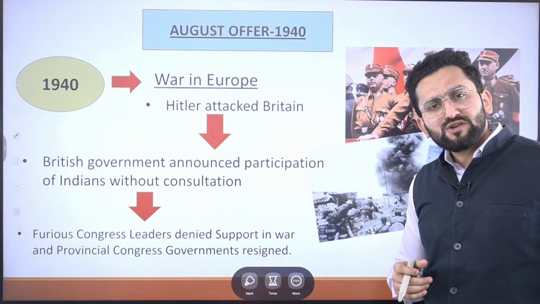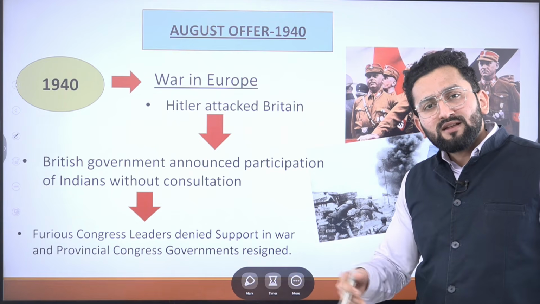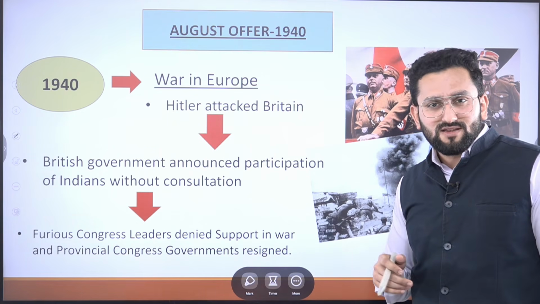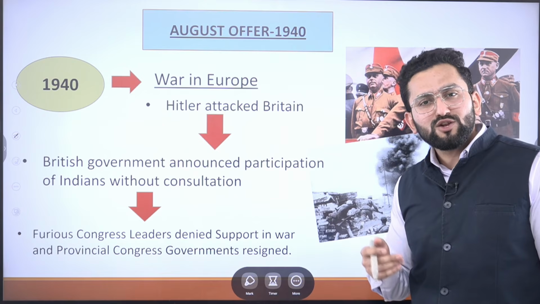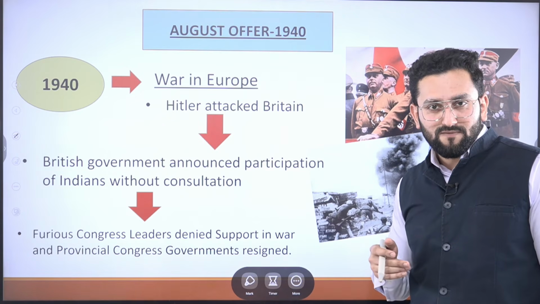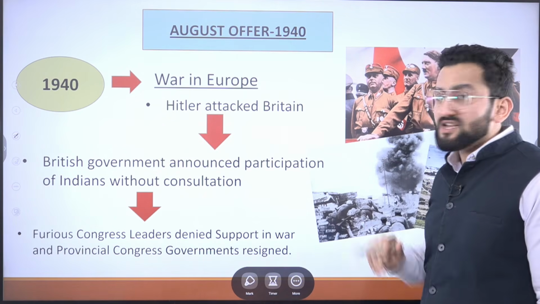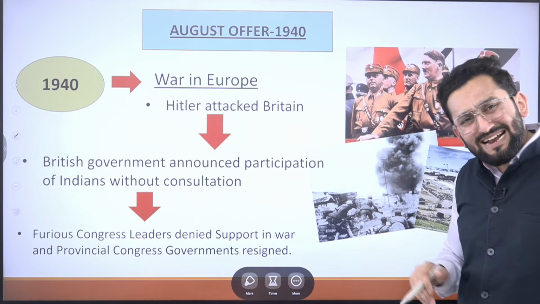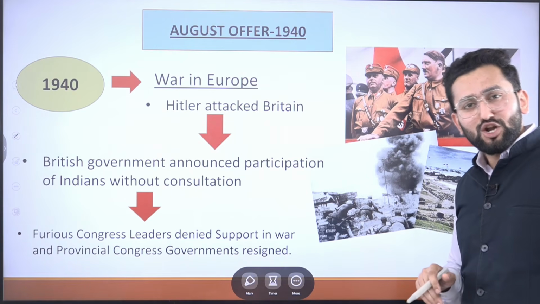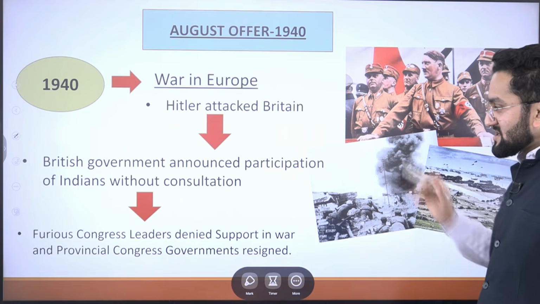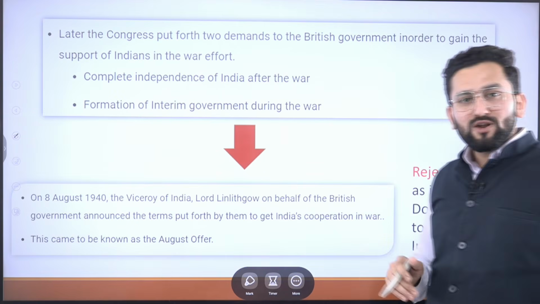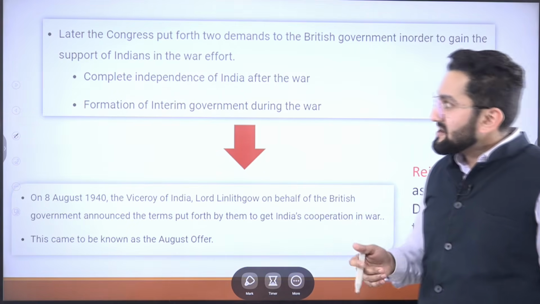So now Britishers were saying that in exchange for the full-fledged support of Indians, we are going to give dominion status. Do you think at this stage, Indian nationalist leaders would agree on dominion status? No, right? So this is what exactly happened. You read about it in modern history, right?